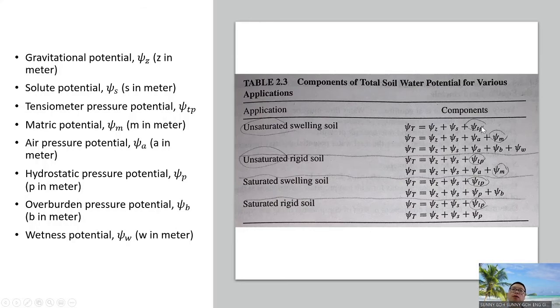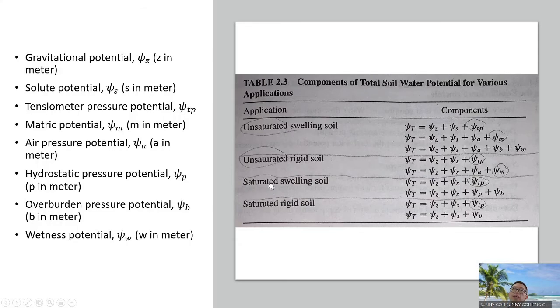Okay, so that is also a similarity. All of them can also consider this tensiometer pressure potential. Okay, all of them can consider it. And one of the unique things about unsaturated soil is that it can consider the wetness potential. This one is specifically available for clay, and also what we call overburden pressure potential, only for swelling clay. Okay, for swelling clay.